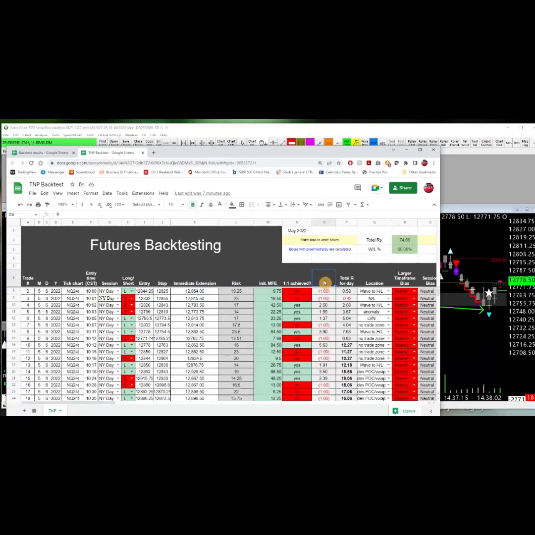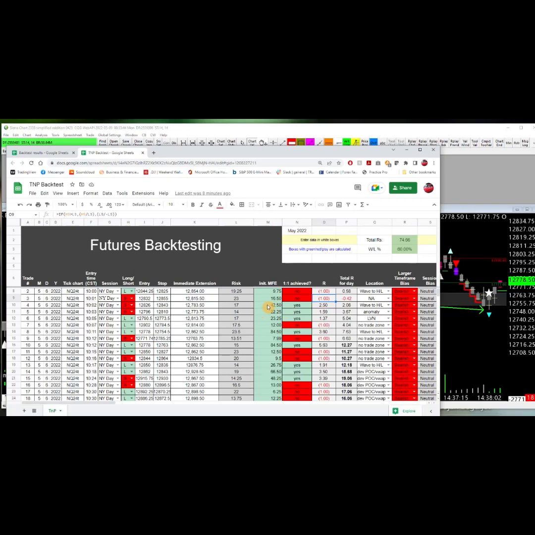The next column is the R, which is like a way to measure how much profit versus your risk you're making on the trade. So for instance, when I do not make 1-to-1, so here's a no, right? 1-to-1 not achieved. It's going to say that I lost an R, which in this case is 19.25. So the risk is going to change based on what your risk was for that trade. If it doesn't make it to 1-to-1, it'll always be -1 like this.